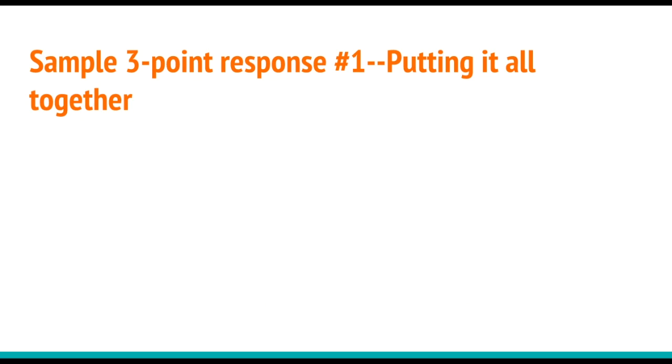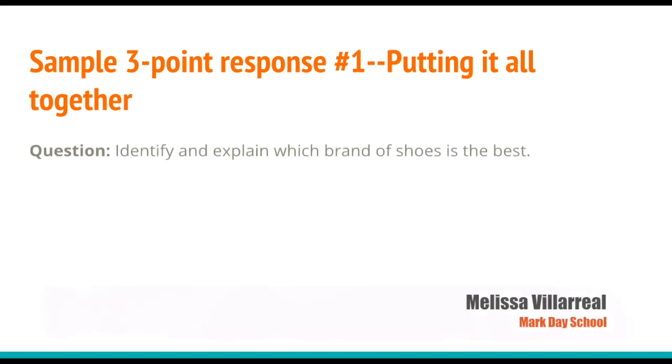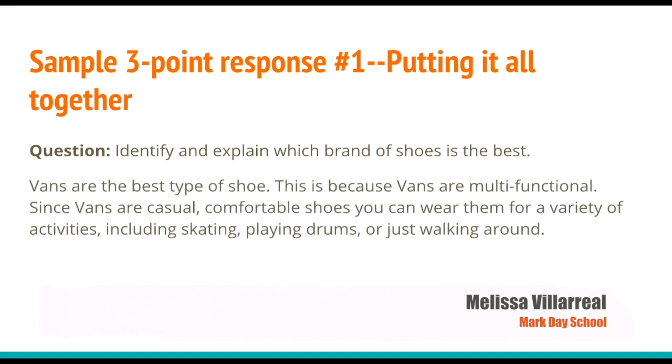Now I'm going to put it all together as my 3-point response. The question I'm being asked: identify and explain which brand of shoes is the best, and I've written a level 2 paragraph on this now. Vans are the best type of shoe. This is because Vans are multifunctional. Since Vans are casual, comfortable shoes, you can wear them for a variety of activities, including skating, playing drums, or just walking around. And that's it.